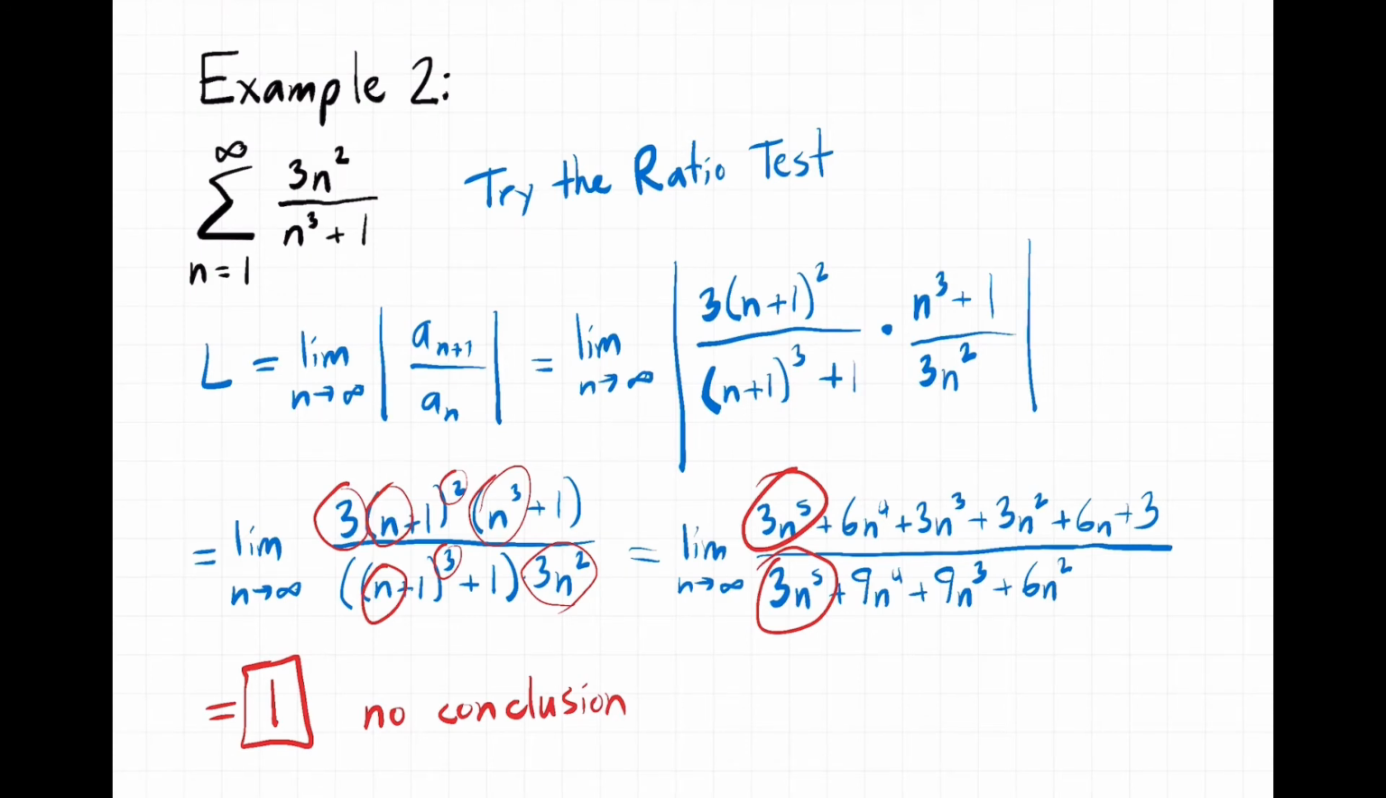It's really only helpful if there is some kind of faster growing function in there, such as an exponential function or a factorial. Then the ratio test is likely to give you some kind of answer, but not in this case. So what should we do? Well, let's actually try a different test.